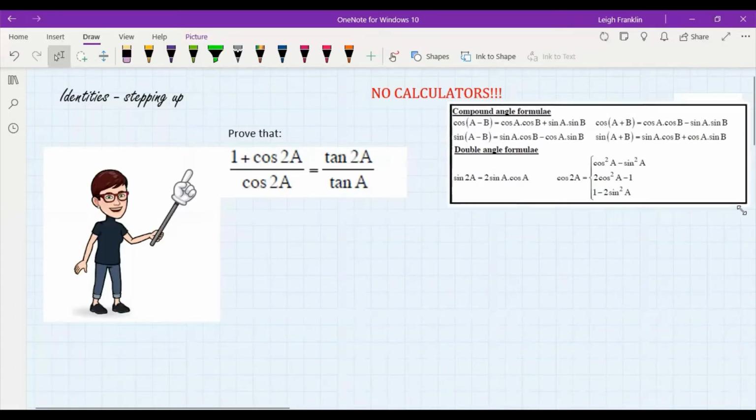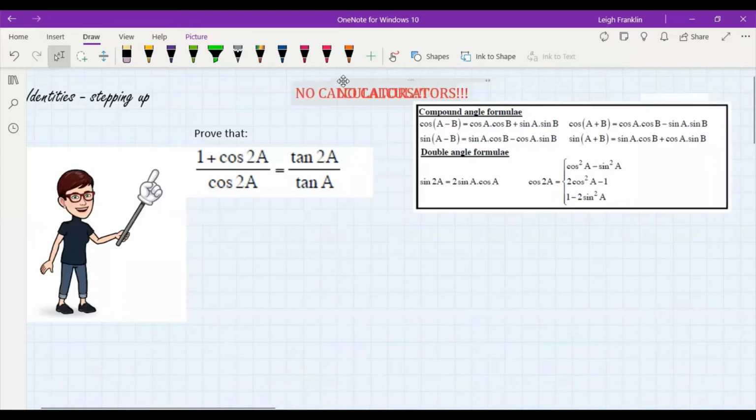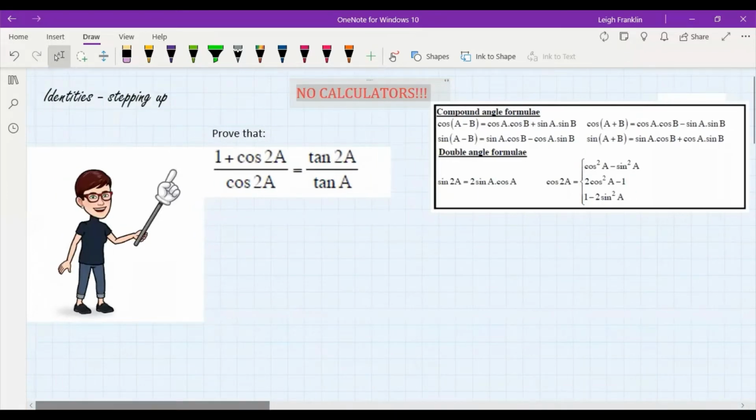But now it really does matter what we choose to combine, or which identity we choose to use for our cosine double angle. Not every single possibility is going to work in all situations. So there will be some situations where one will work and the other two won't, or whatever the case is. But we're going to have a look at that in a little bit more detail.